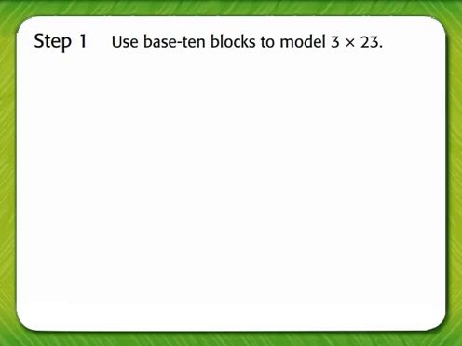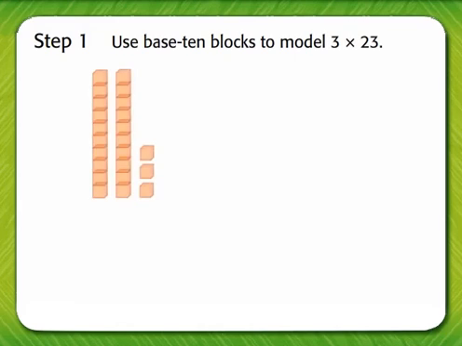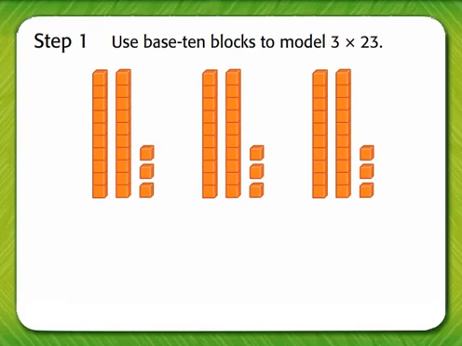First, we can use base 10 blocks to model 3 times 23. Show 23 by using 2 10s and 3 1s. We need to make 2 more groups of 23 for a total of 3 groups.